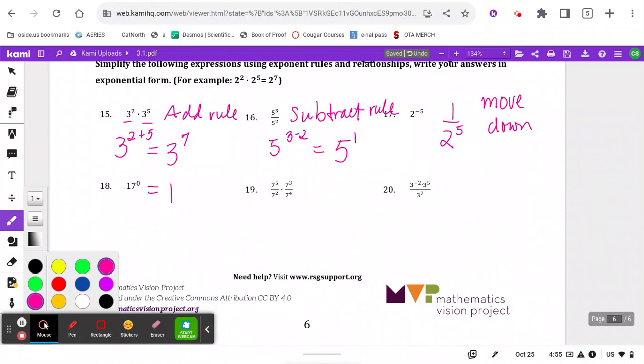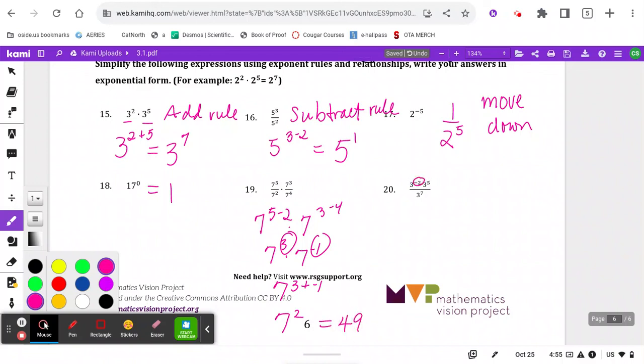This next one, you could do the add rule, then the subtract rule, or the subtract rule, then the add rule. It is your choice. So here I would go 7 to the 5 minus 2, and 7 to the 3 minus 4 is 7 to the third, 7 to the negative 1. Now do the add rule. 7 to the 3 plus negative 1 is just 7 squared. You also can make that 49 if you like it.